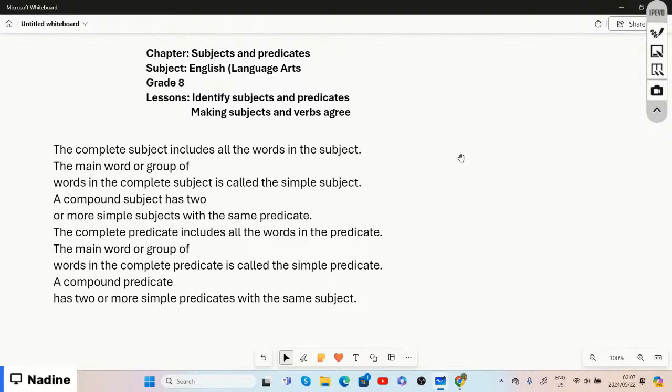So when it comes to subject and predicate, the subject tells us either who or what is doing the action within a sentence. The complete subject includes all the words in the subject. The main word or group of words in the complete subject is called the simple subject. It also tells us who or what is doing the action.